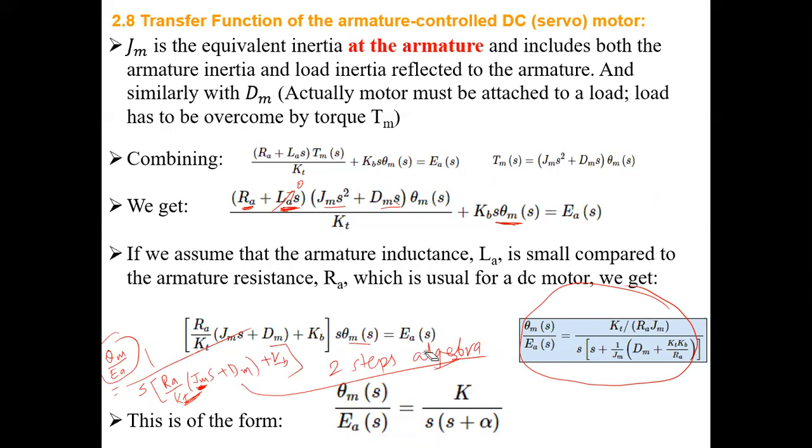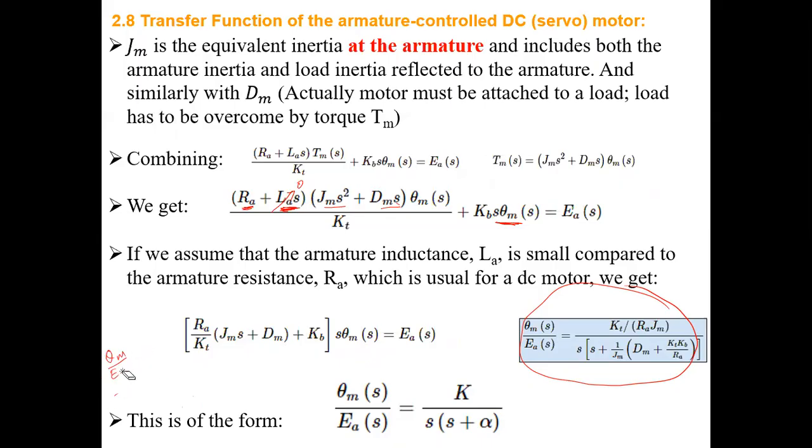Gives you this. Okay. I really hope that you can do it. All right, now look at this guy. What is here on the top? You have KT, RA, JM. They're all constant.